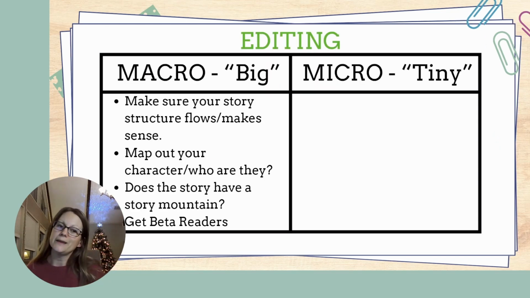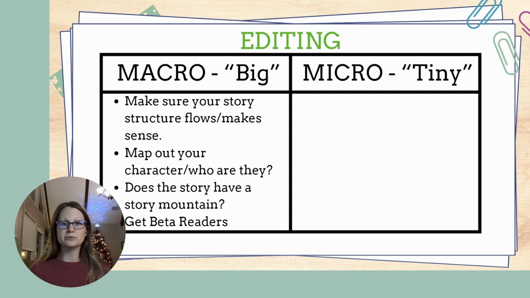Then we get to editing. So you've written your story and now we're editing. We have macro edits, or I call your big edits, and your micro edits, your tiny edits. So your macro edits are just make sure your story structure flows. It makes sense. Map out your characters, who they are. Get some beta readers. Beta readers are just people that are going to help you that have volunteered to read your book or read your manuscript.